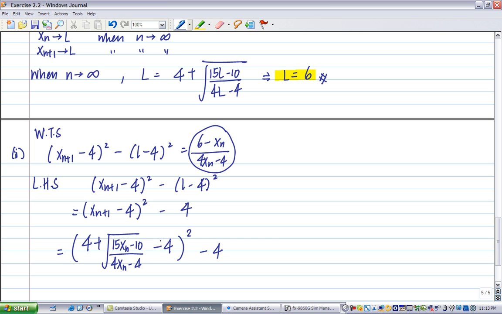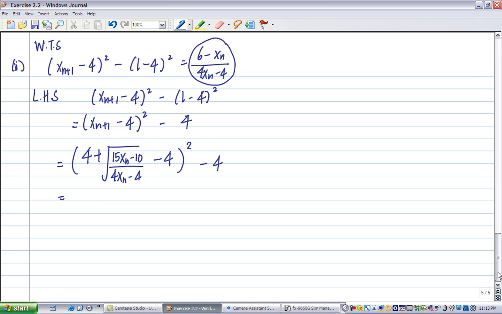Now what do you notice? Something very beautiful. The 4 can subtract the 4 and eventually you end up with an equation which is 15xn minus 10 divided by 4xn minus 4, minus 4. Now do you know how to show that it's equal to the right hand side? Can you subtract this too? This step I leave it to you to complete. And at the end you say equals the right hand side, and it's shown.